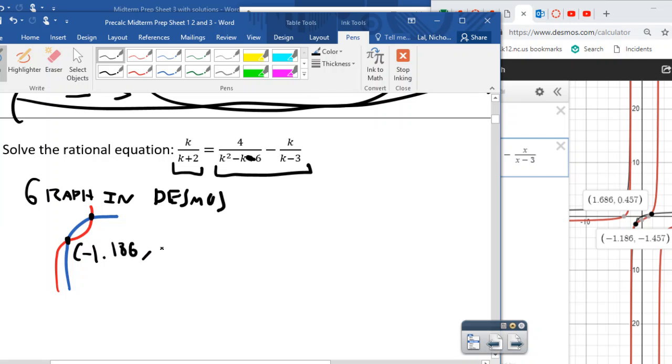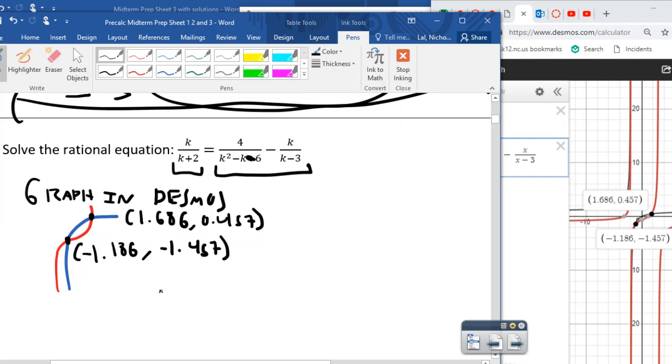I have one point which is negative 1.186 comma negative 1.457. So I'm just showing you how you would show your work if you're showing your work on a common assessment. And I have 1.686 comma 0.457. These are just the y values that both of these are equal to at the x values that make them equal to each other.